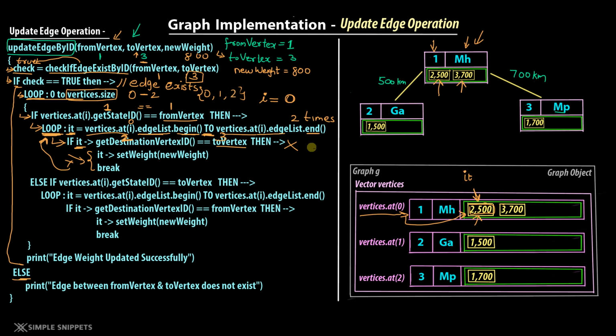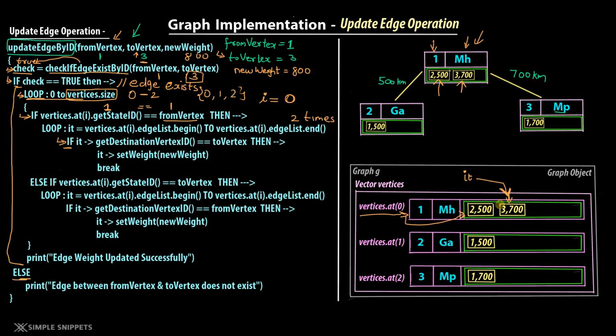The second time, it will now start pointing to the second edge object. Okay? So now it is pointing to the second edge object, which is this 3,700. So the loop starts running the second time. Again you go inside, you say if it.getDestinationVertexID.